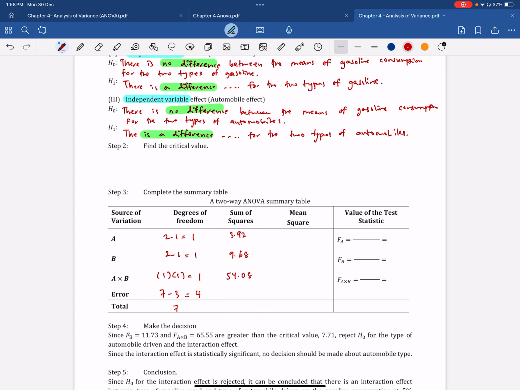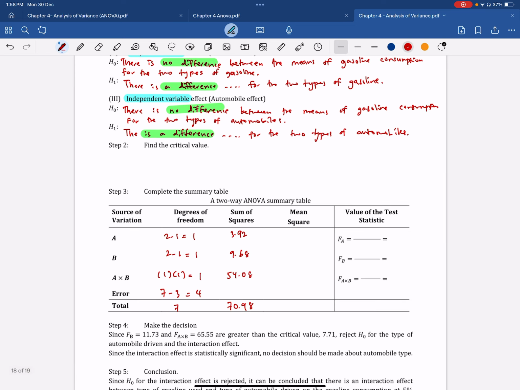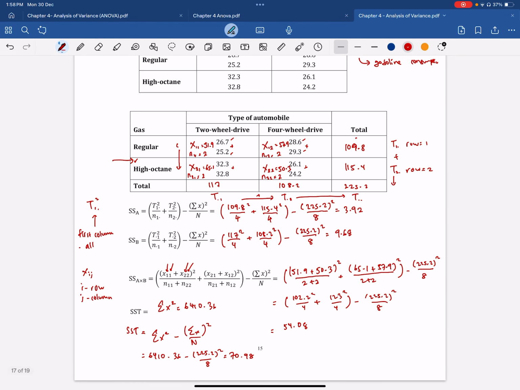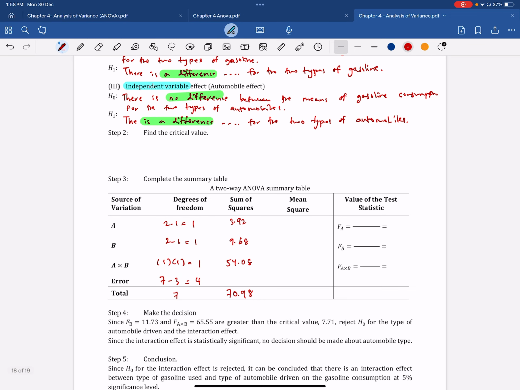Okay. So you get the total first. Remember, you get the total first because here we calculate the total. And then how do you get this particular value for error? It means SSE equals SS total minus SS A times B minus SS B minus SSA. Okay, you will get this particular value 3.30.